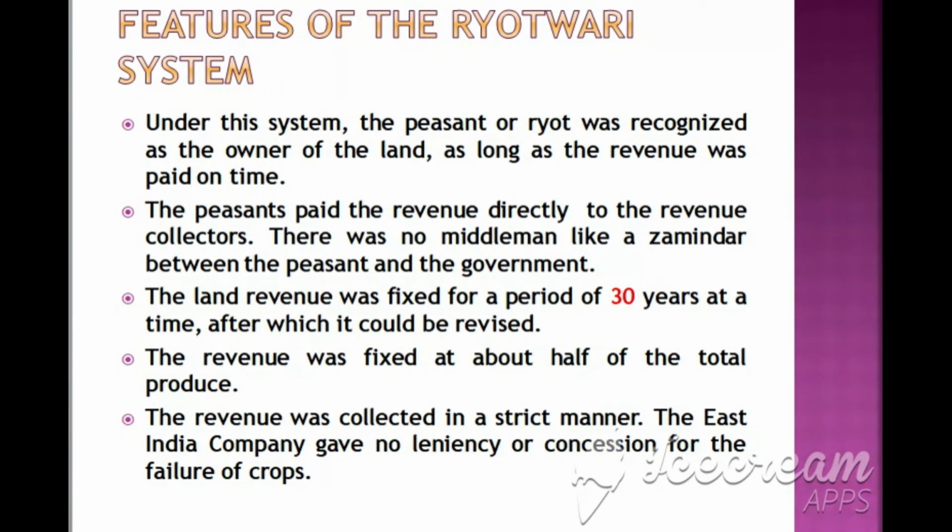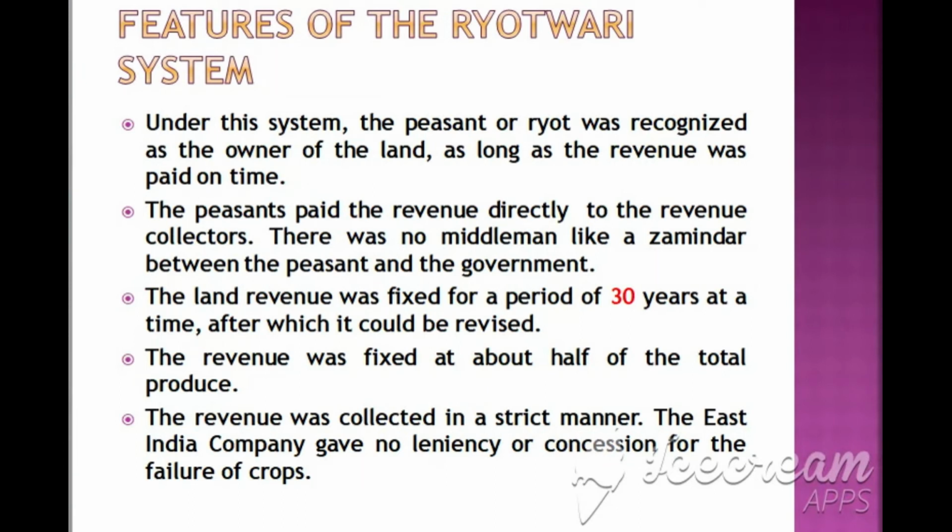Under this system, the peasant or ryot was recognized as the owner of the land as long as the revenue was paid on time. The peasants paid the revenue directly to the revenue collectors. There was no middleman like a zamindar between the peasant and the government.